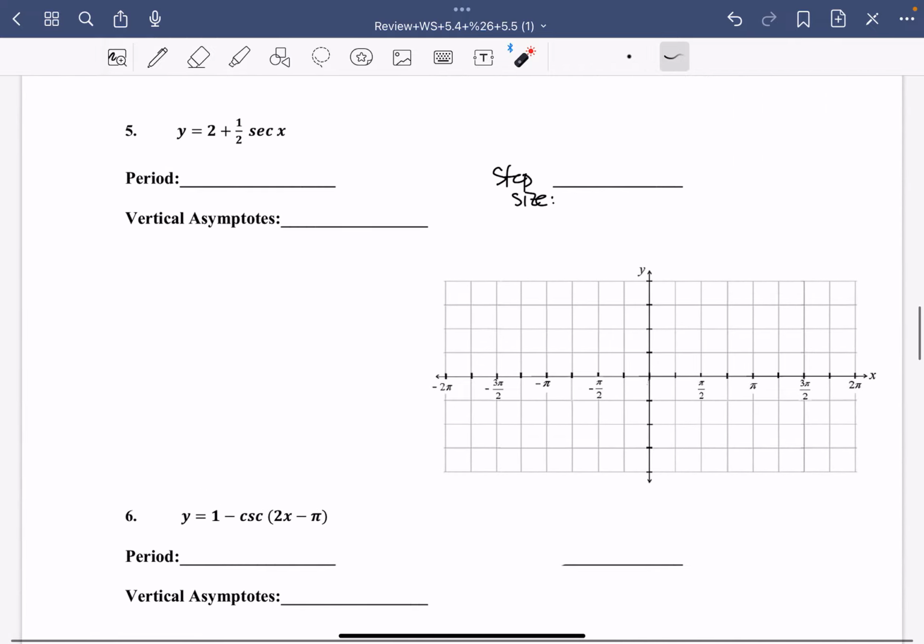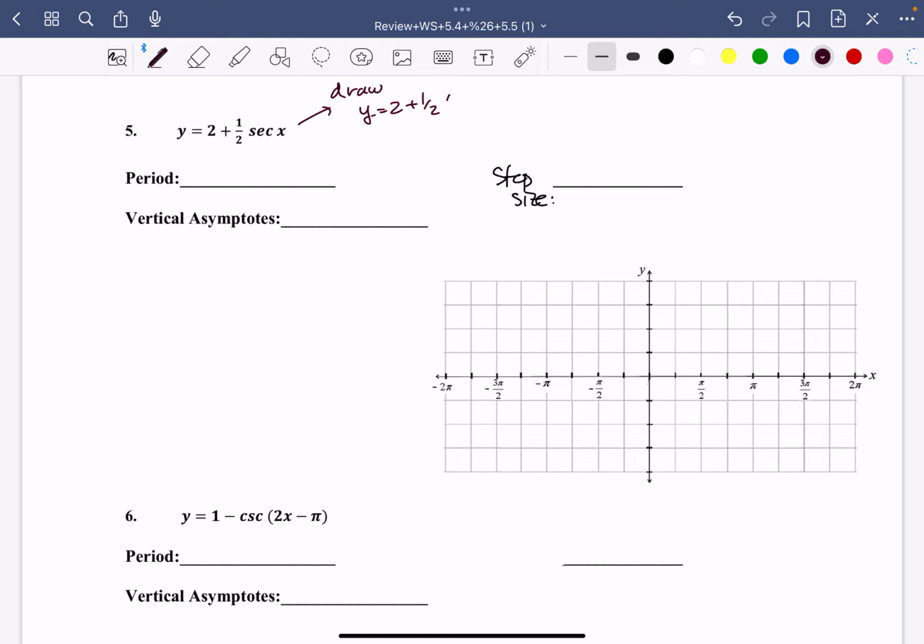Okay, let's do some secant and cosecant. We just got 2 more to do. Let's look at secant. So instead of drawing secant, I'm going to draw cosine. So first thing I'm going to do is draw y equals 2 plus 1/2 cosine of x. So that means it's going to be a half of a cosine plus 2. This is really the thing I'm going to draw, and I'm going to use that to get me secant at the very end. And the fact I'm going to use is that secant is equal to 1 over cosine. They are multiplicative inverses of one another.